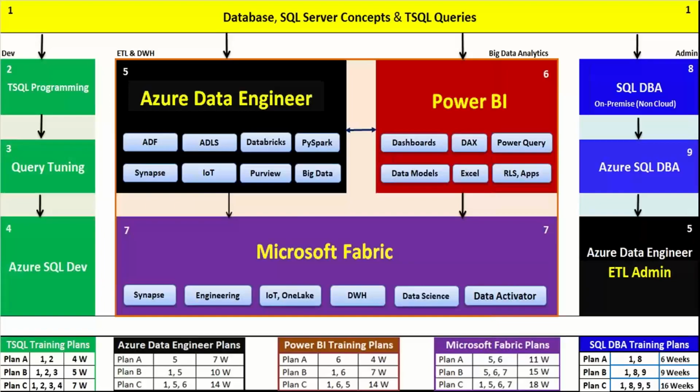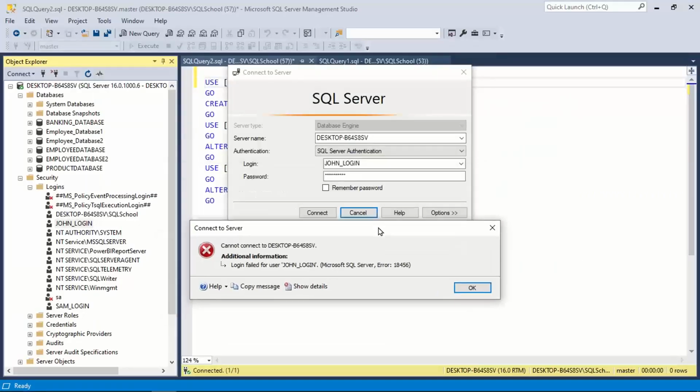How do we resolve this error? See there, login failed for user John. In fact, technically this is login, not user. Though you see that login failed for user, it's a login here, John login. So login failed for John login, 18456 error.